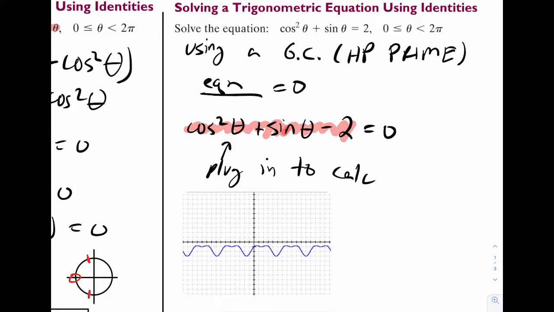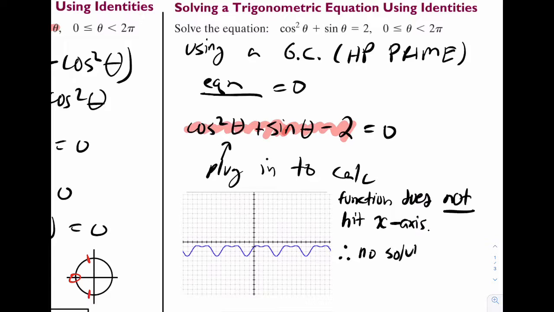So now I'm back on the question. I just put my graph there so we can all see it. I'm going to write: function does not hit the x-axis. Therefore, there is no solution to this equation. And again, for today's homework, you won't need this. I'm just showing it to you early so we can really get into it next class.